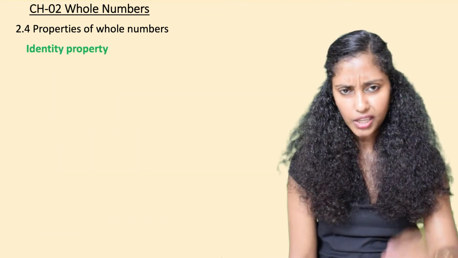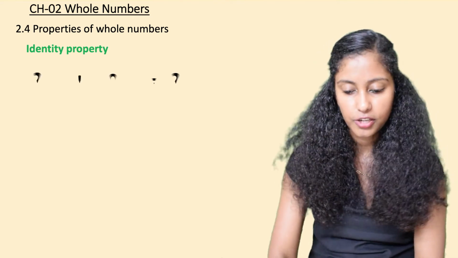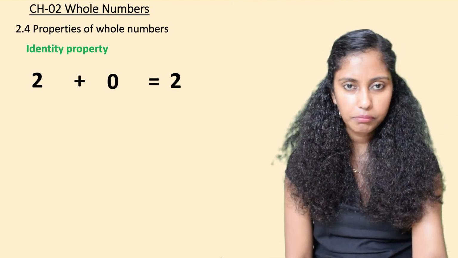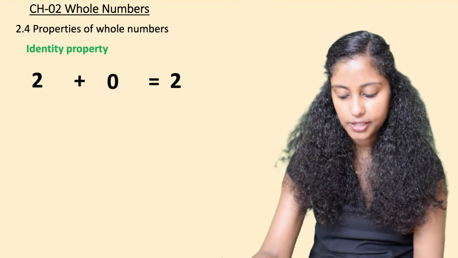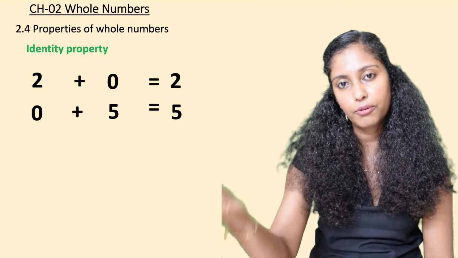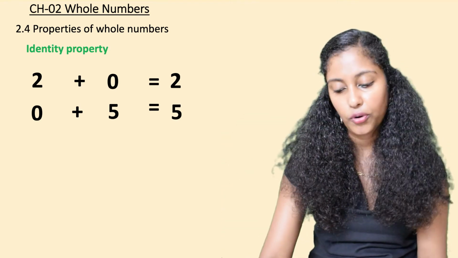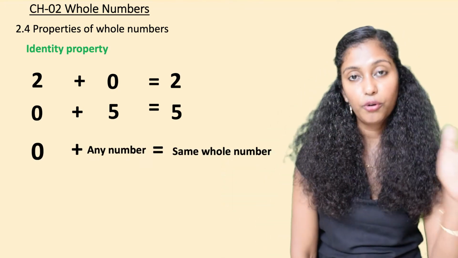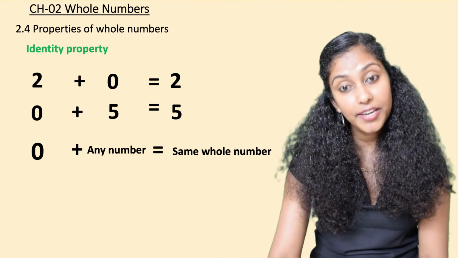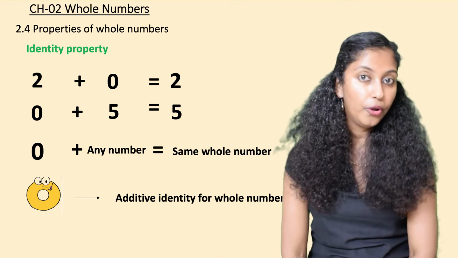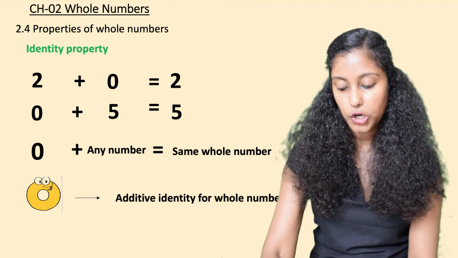So here in the identity property, let us start with identity property of addition. So here we see 2 plus 0 is equal to 2. So one whole number added with another whole number 0 gives us the same whole number 2. Again, one more example, whole number 0 added to another whole number 5 gives again the same whole number 5. So what we understand, the moral of the story, is 0 plus any number gives us the same number. So 0 is called the additive identity for whole numbers. The 0 has a special role.